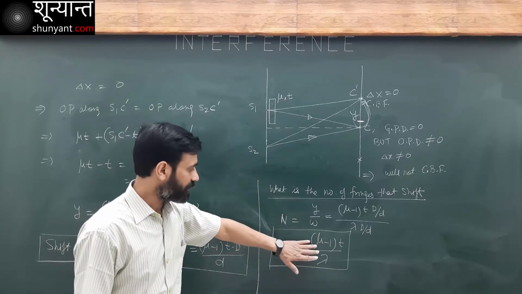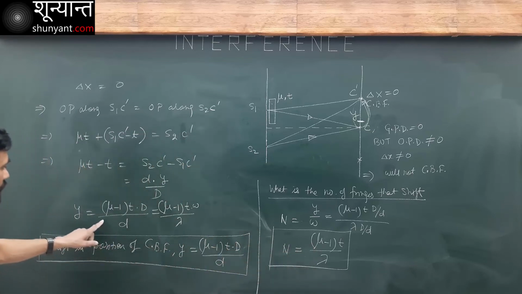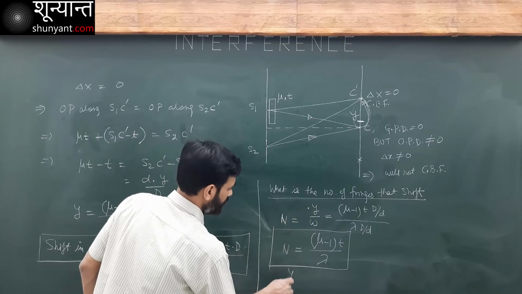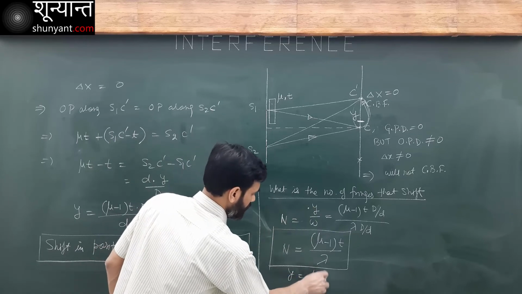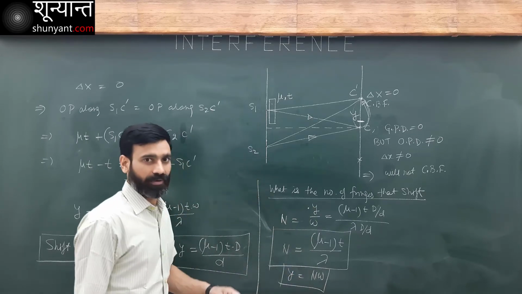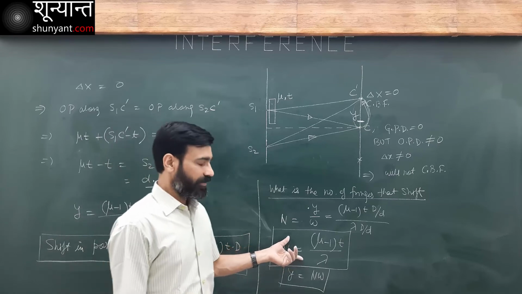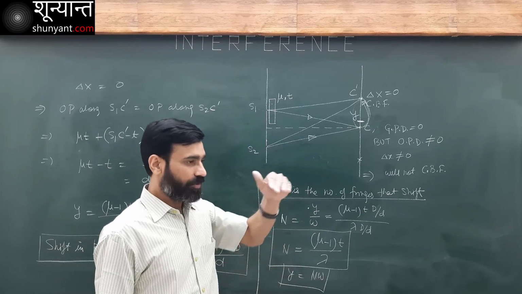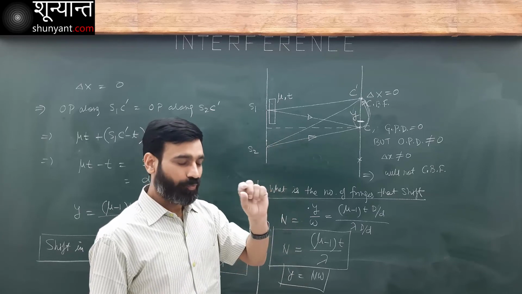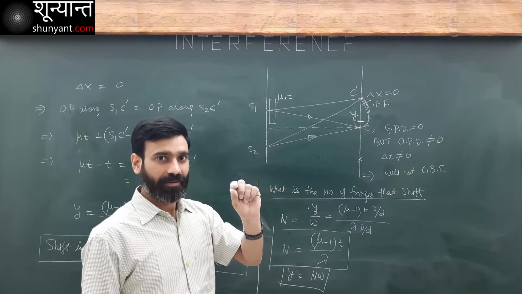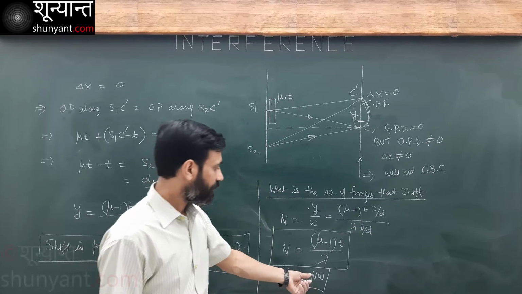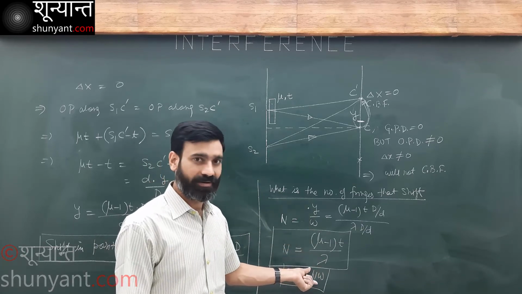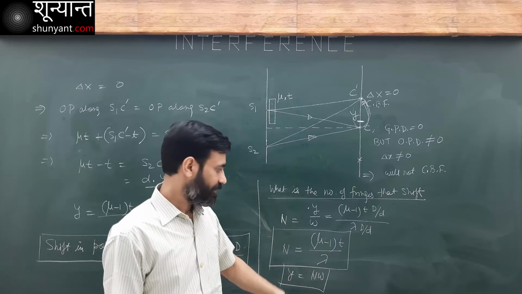Now once you remember this, you can easily find y. Y will be simply n times omega. This n can be 4, 5, 6, whatever it is. These many number of fringes are going to shift. When one fringe shifts, that means the pattern shifts by one fringe width, omega. So if n fringes shift, it is going to shift by n omega.